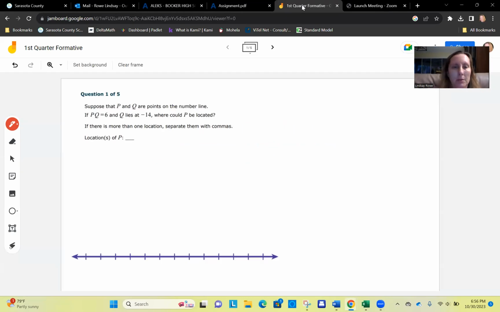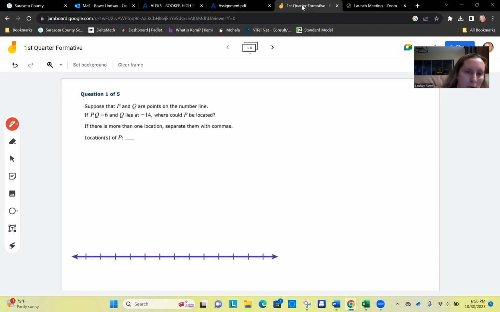So this is problem number 1. It says, suppose that P and Q are points on the number line. If PQ is equal to 6 units in length and Q lies at -14, where could P be located? If there is more than one location, separate them with commas. And they ask you to put the locations of P.